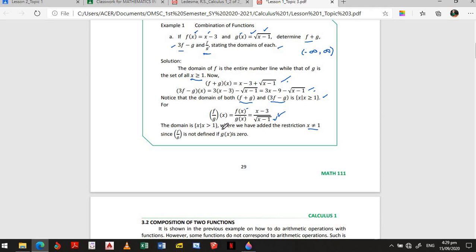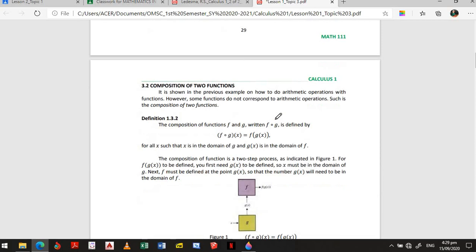So the remainder would be the domain: a set of x such that x is greater than 1, in order for our g of x not to be equal to 0. That is also in order for the combination of our functions, f over g of x, to be defined. Okay? Now, let's proceed to the composition of two functions.